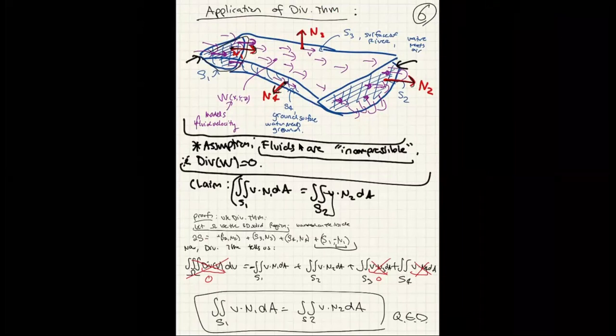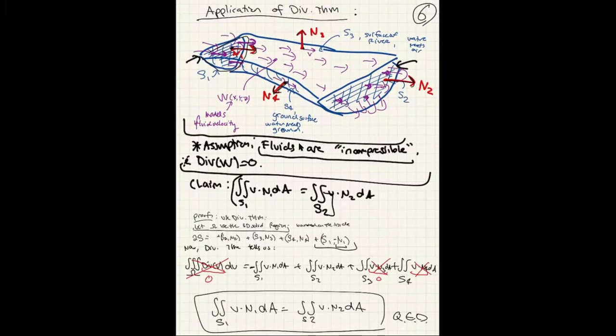So that's really showing you that the flow on the left side is going to equal the flow on the right side, meaning the water is probably moving slower on the right. That's a cool little application of the divergence theorem.